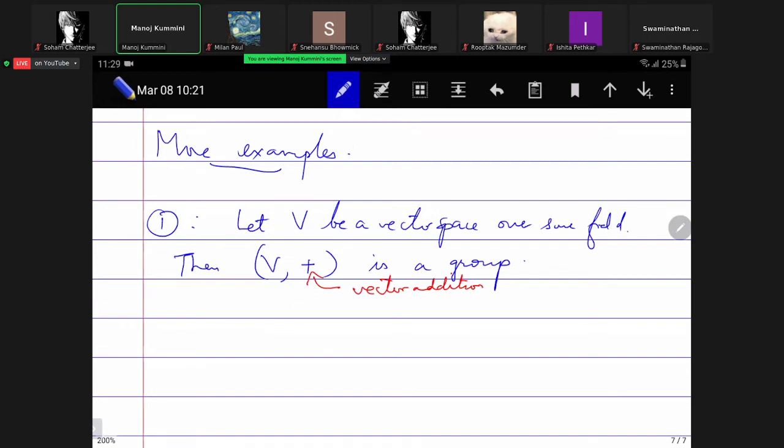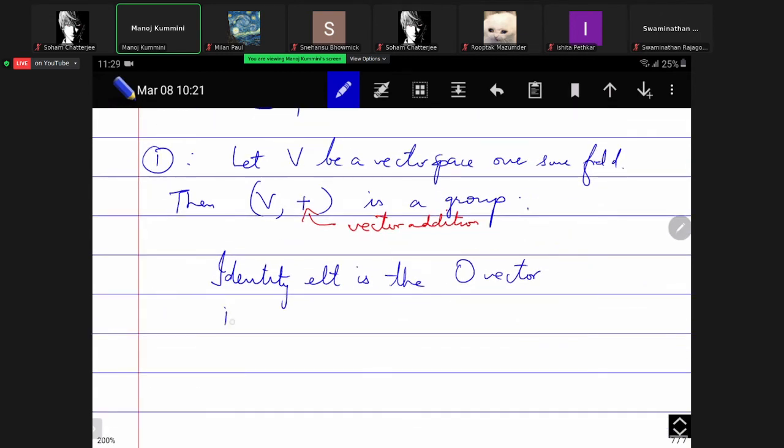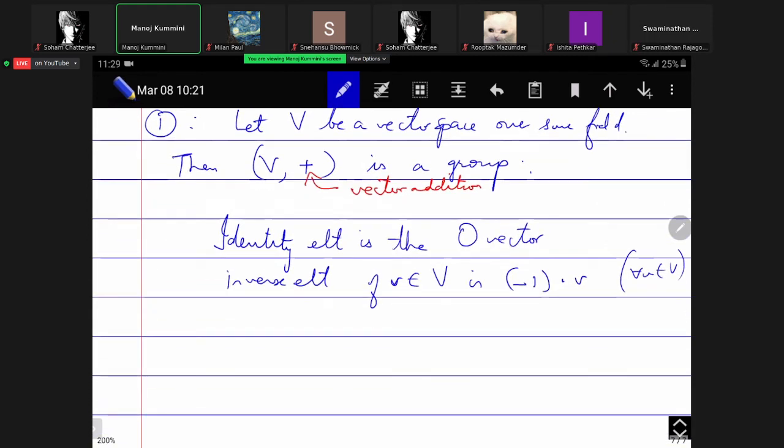The identity element is the zero vector. And the inverse element of V inside V is -1 times V, for every V. So vector spaces with vector addition is one example of a group. We can go even further a little bit.